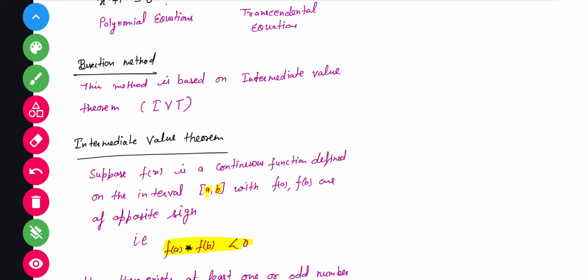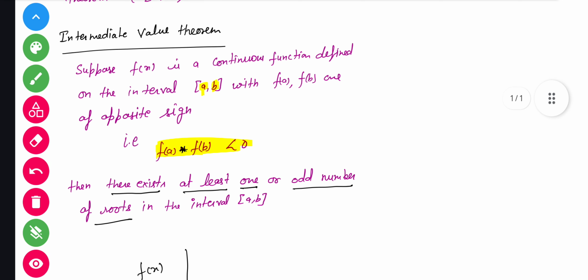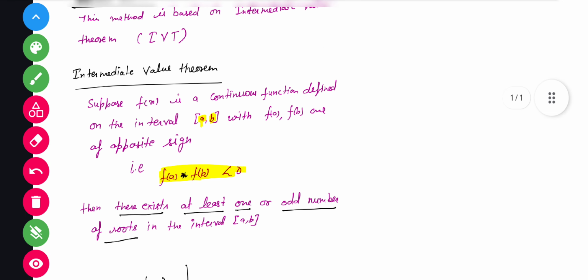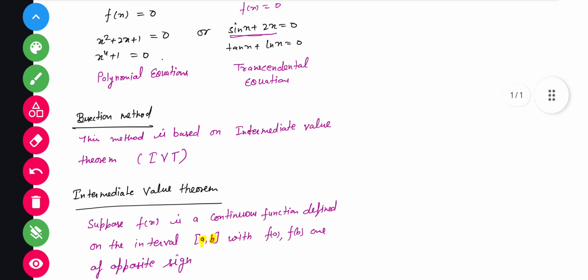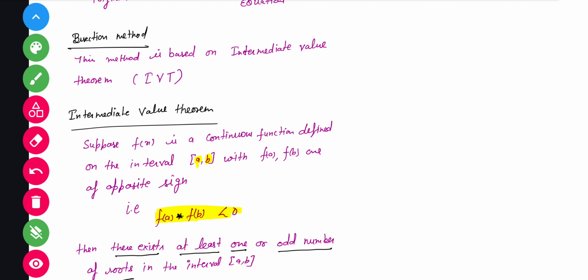So let's see the bisection method. This method is based on the intermediate value theorem. So we have the IVT theorem, and it is based on this theorem. We will see first the IVT theorem, that is, the intermediate value theorem. First of all, let's understand the intermediate value theorem, and then we will be able to understand the bisection method, because in each step of the bisection method we use the intermediate value theorem. So let's see the concept behind the intermediate value theorem.